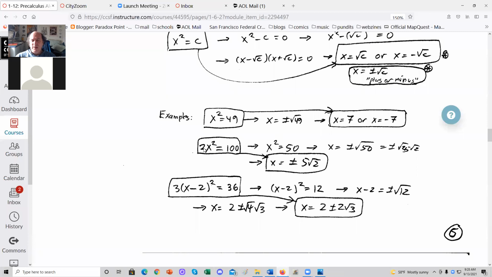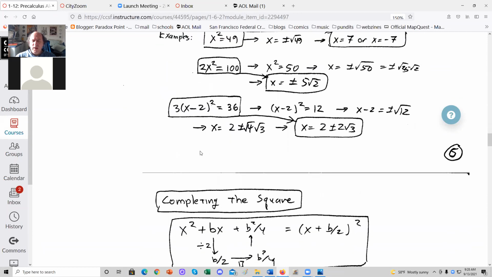2x squared equals 100. Well, we have to get rid of that 2, so divide both sides by 2 and get x squared equals 50. So x equals plus or minus root 50. And then with a bit of square root arithmetic, 50 is 25 times 2, so x equals plus or minus root 25 root 2. Root 25 is 5, so x equals plus or minus 5 root 2, and these are the two solutions to this.